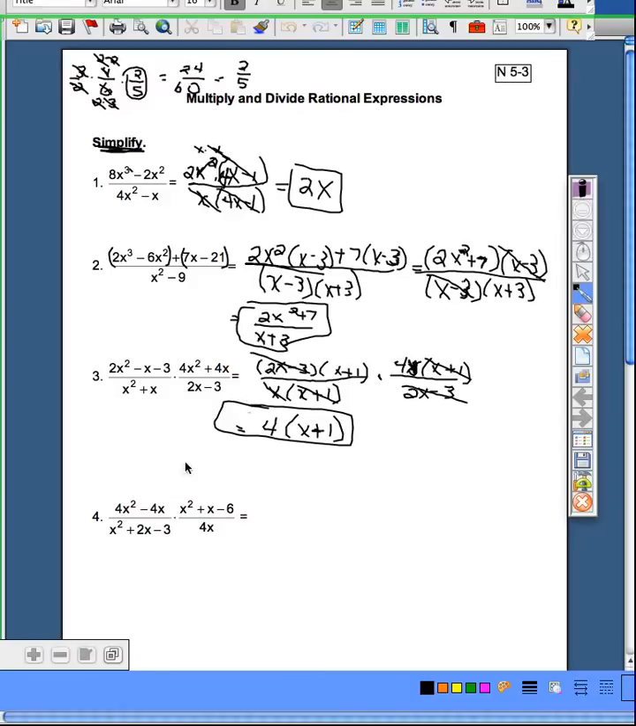That's our final answer, that's as simple as we can get that rational expression. Looking at number 4, we've seen this one before. We know it factors as 4x times x minus 1. And the bottom one we should be able to factor mentally without too much trouble.